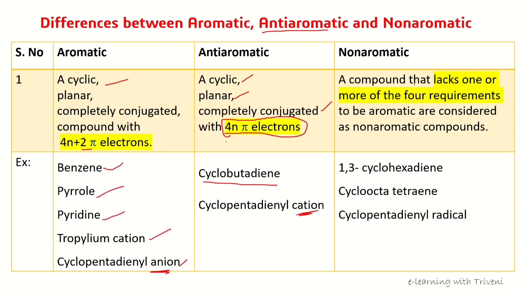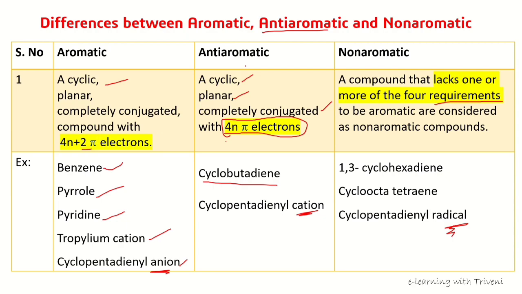Non-aromatic means a compound that lacks one or more of the four requirements to be aromatic. Examples: 1,3-cyclohexadiene, cyclooctatetraene, and the cyclopentadienyl radical. In this case it is a radical. So this is regarding the differences between aromatic, anti-aromatic and non-aromatic.